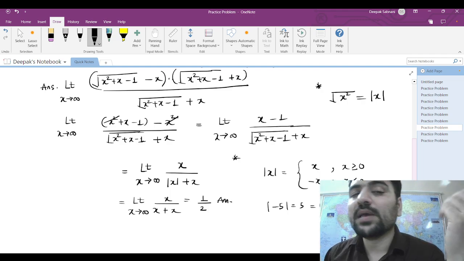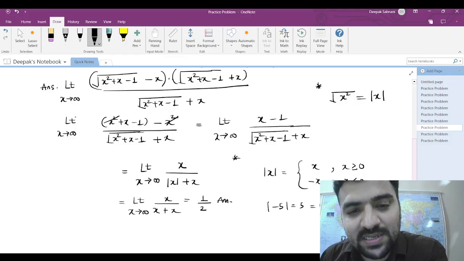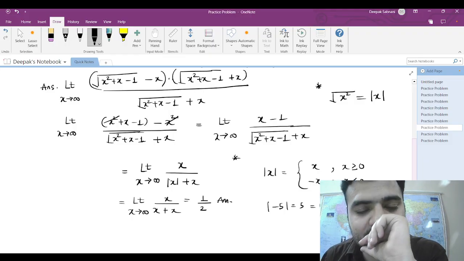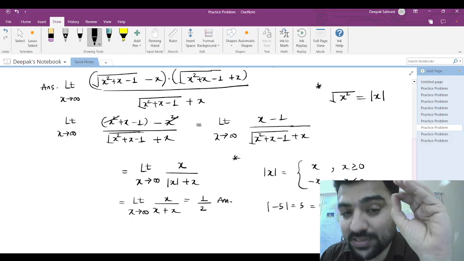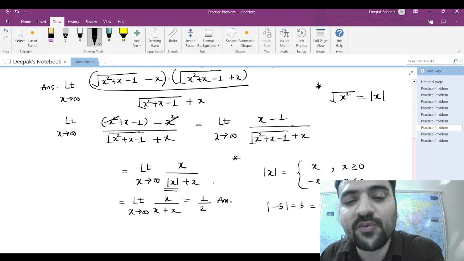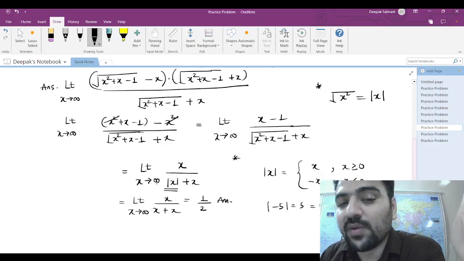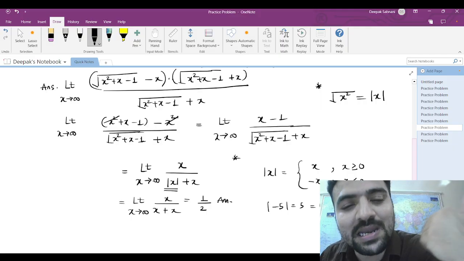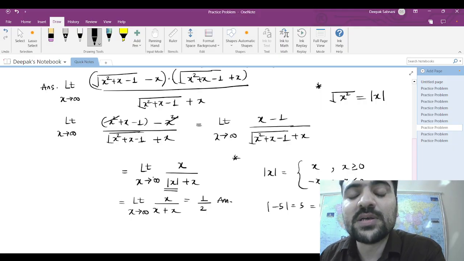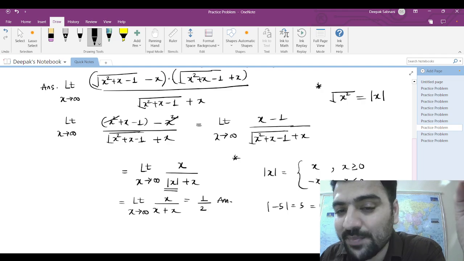Now suppose when they give x tends to minus infinity. If they give x tends to minus infinity, then mod x will give you minus x, and this limit will not exist actually. So that's why this is a very, very important step, that what you will take out from mod x. You are taking x because you are putting a very large positive number. When x tends to minus infinity, it becomes a very large negative number. So minus x will come out. So x upon 0 will not exist.